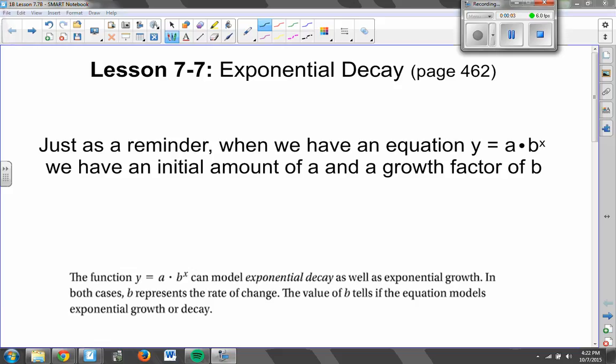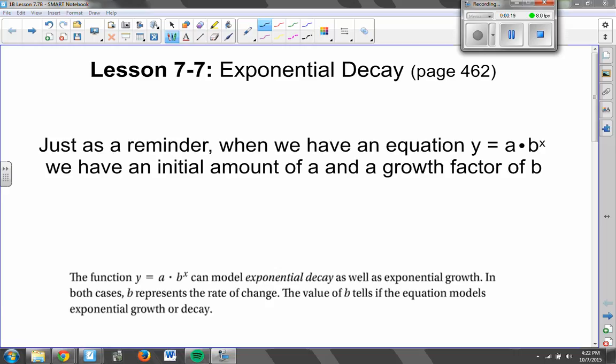All right, Algebra 1B students, welcome to part 2 of lesson 7.7. Today we're going to talk about exponential decay, and we're going to begin on page 462.